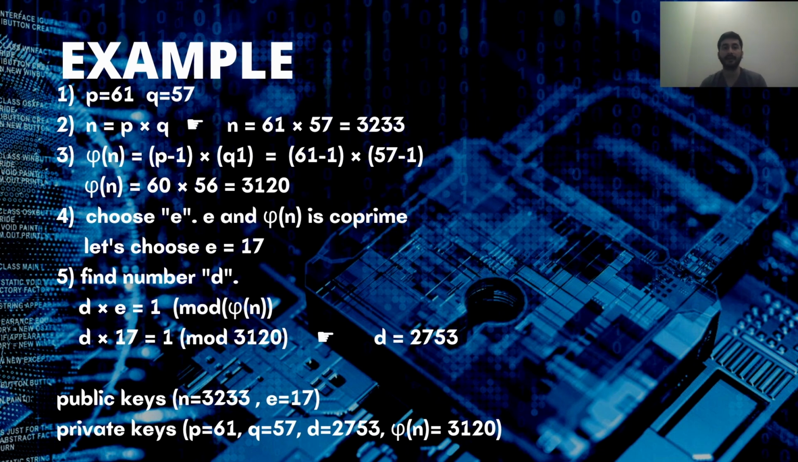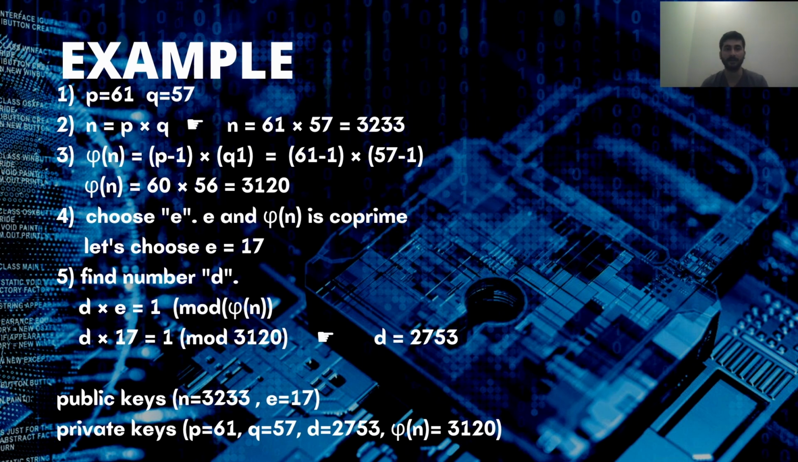Now let's choose a number E. Torsion and E must be coprime. Let's choose E equal 17. Now let's find the number D. D times E equals 1 mod torsion. So D times 17 equals 1 mod 3120.